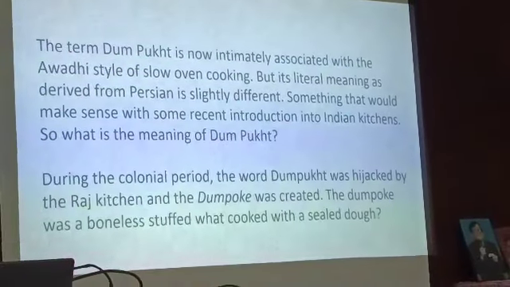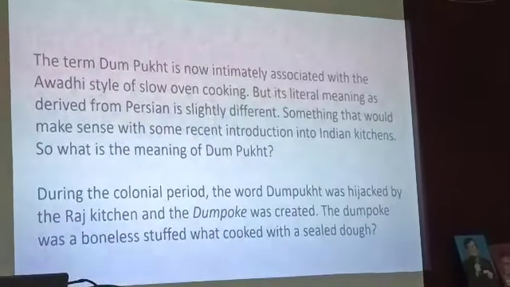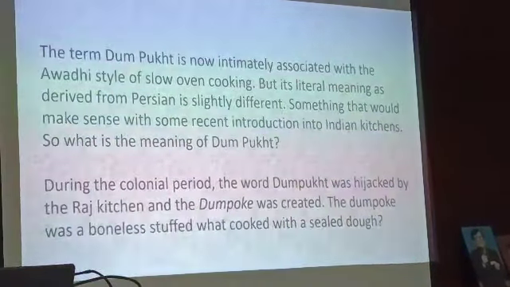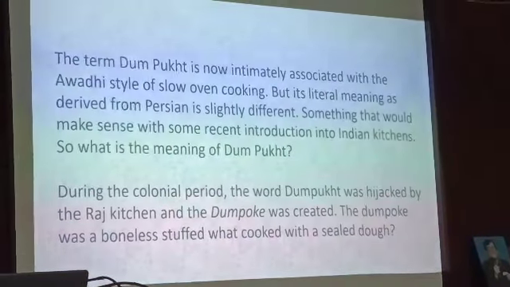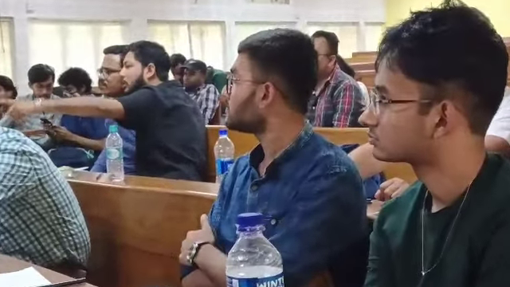Second part is, during the colonial period, the word Dhatpot was hijacked by the Raj kitchen and the Dhatpot was created. The Dhatpot was a boneless something sealed up. So what is Dhatpot a dish of? And what is the first part? Dhatpot means what? That's a clue, huh? Something that has been introduced recently in many kitchens. Recently, in the 21st century.